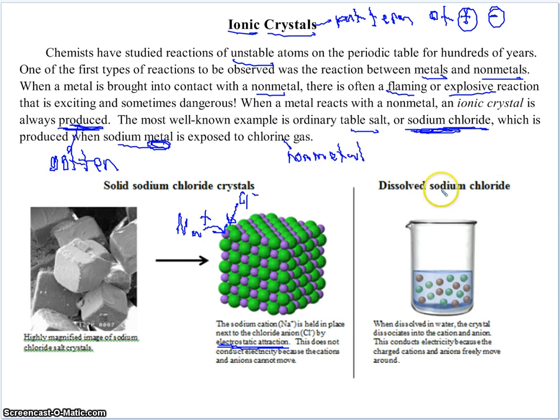Okay, dissolved sodium chloride. So dissolved, I know that means you put it in water, right? Like when you're making lemonade or Kool-Aid or Gatorade from a powder. When dissolved in water, the crystal dissociates into cation and anion. Okay, I'm not 100% sure what dissociate means, but from the drawing, it looks like it means break. Right, because they're no longer together. This conducts electricity because the charged cations and anions freely move around.